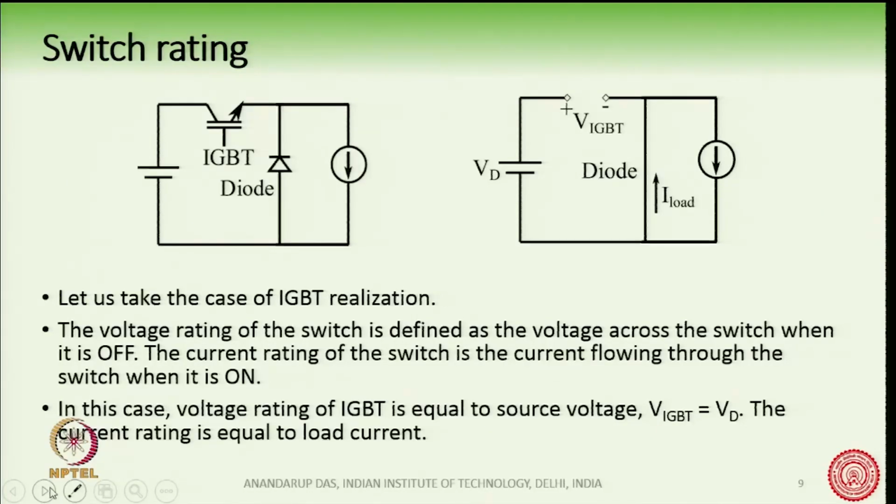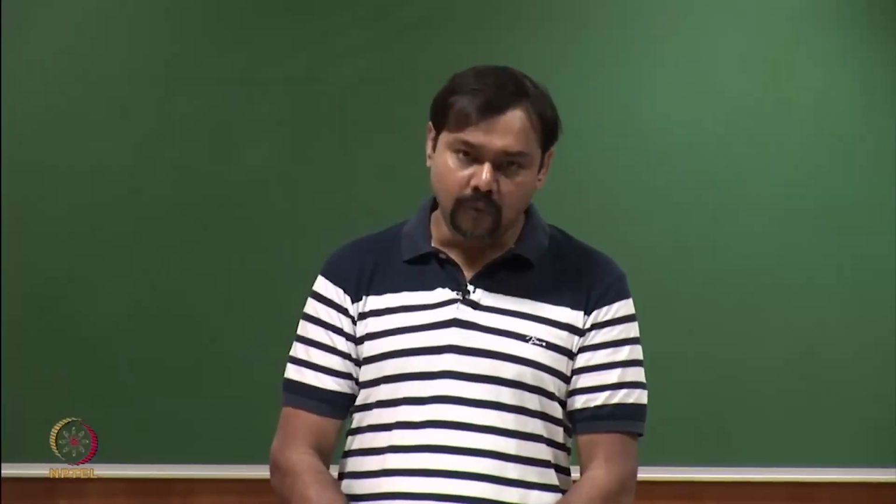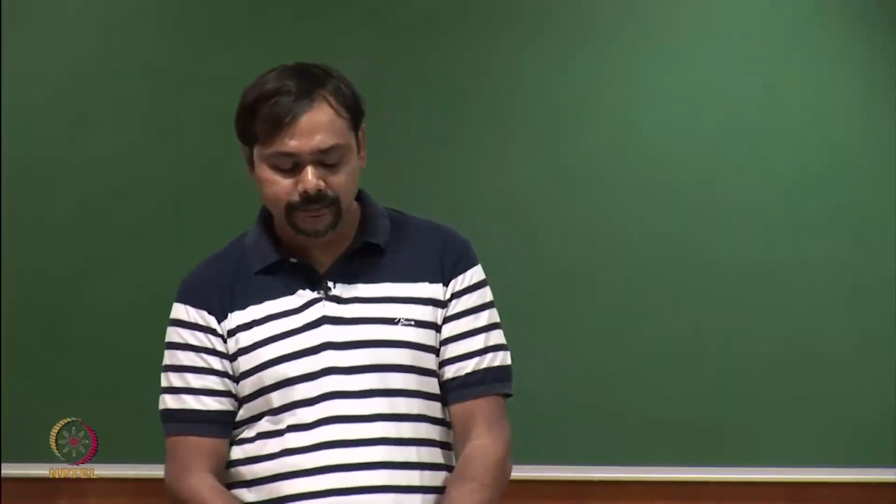So, let us take the case of this converter with an IGBT based realization, which I have shown in this circuit here. We have a voltage source, we have the current source, the IGBT and the diode here. Now, what is a switch rating? Switch rating is the rating of the switch that we are going to use. There are many ratings of the switch which you can see from the data sheet, but there are two very important ratings of a switch. One is the voltage rating and one is the current rating.